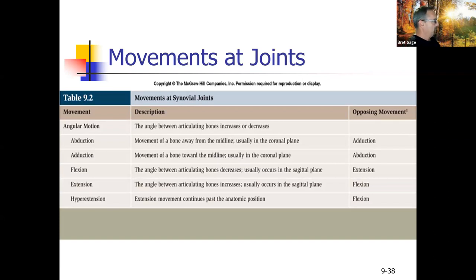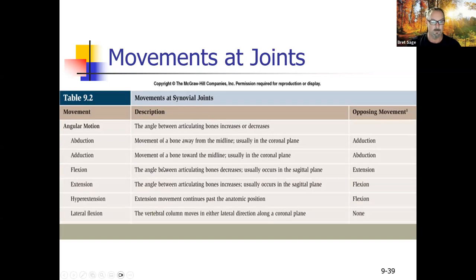So flexion for your head would be down to your chin. Extension would be back to anatomical. Hyperextension would be looking past anatomical. Most joints, believe it or not, cannot be hyperextended without injury. Your neck is a good example of that. Anything past anatomical position would be considered hyperextension.